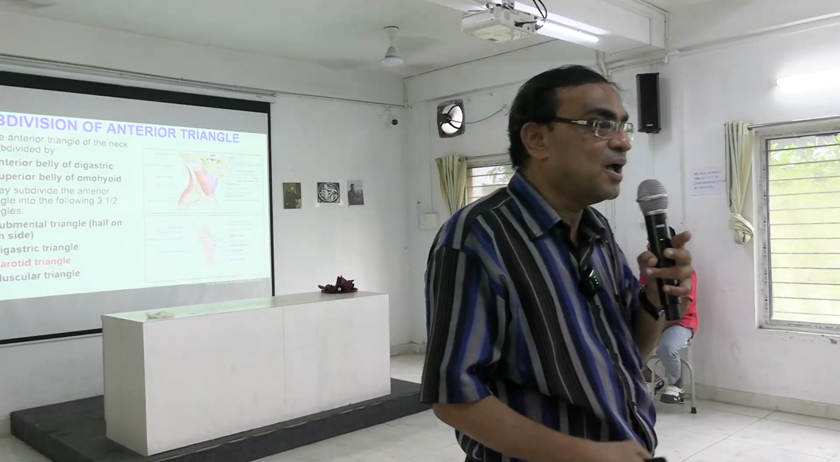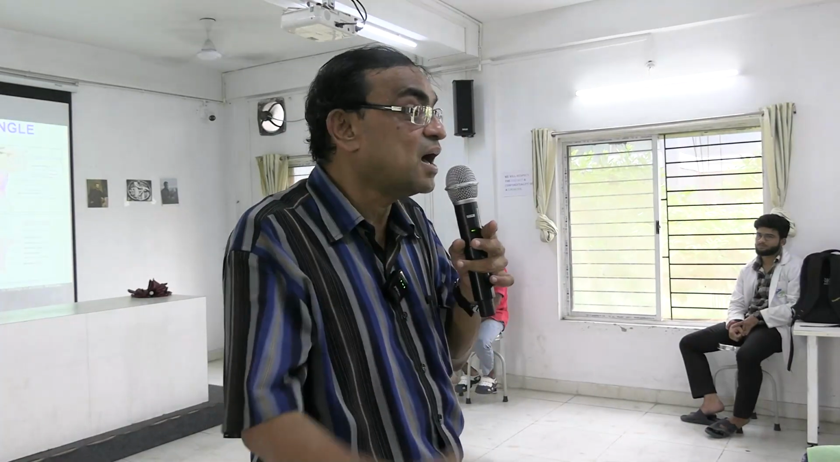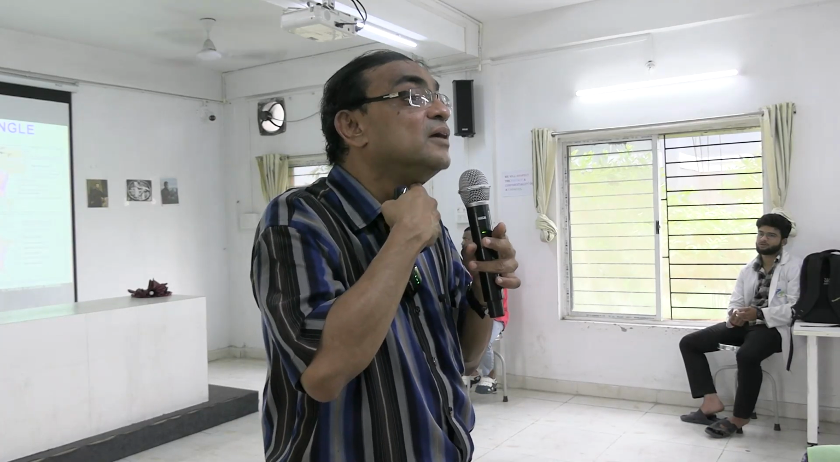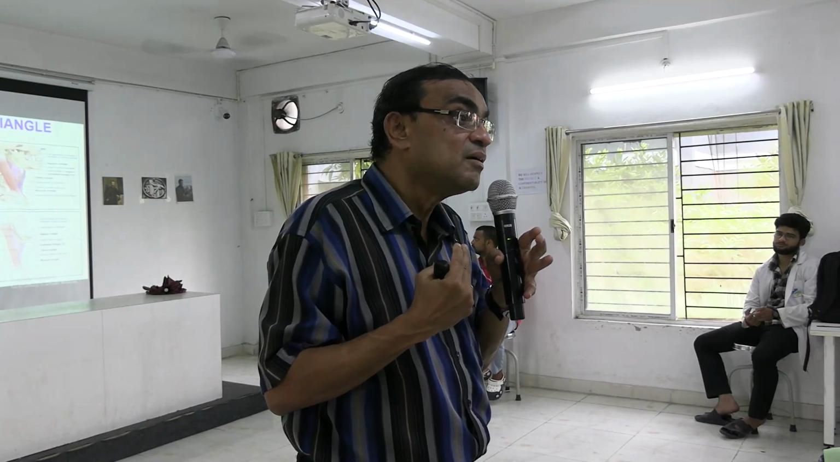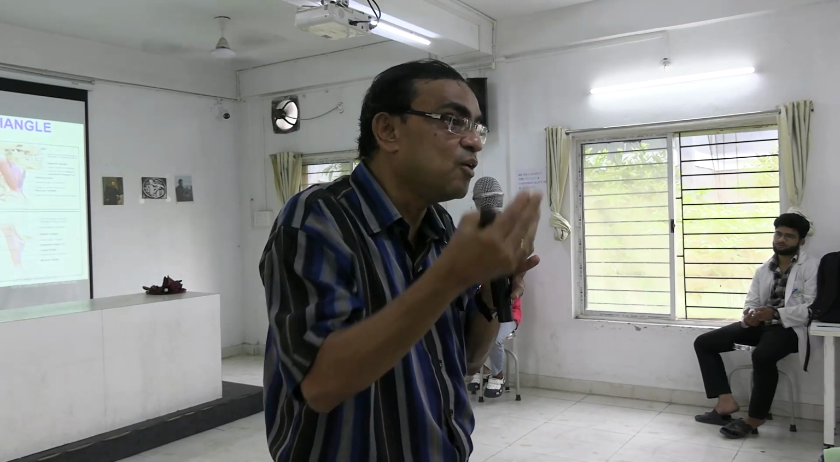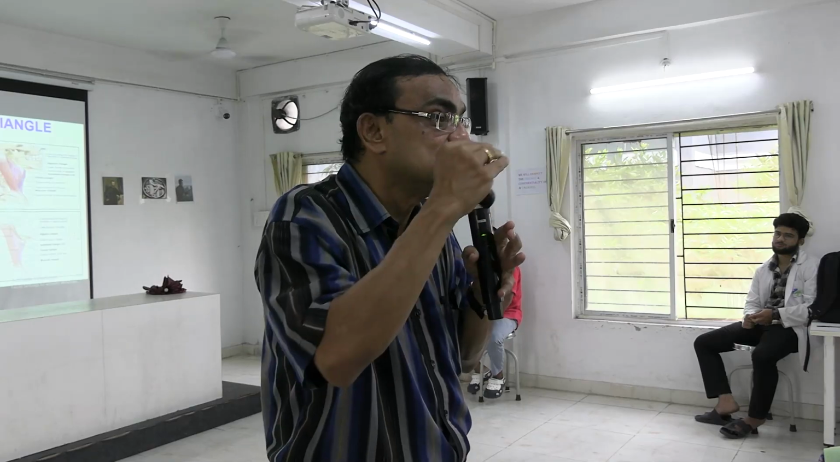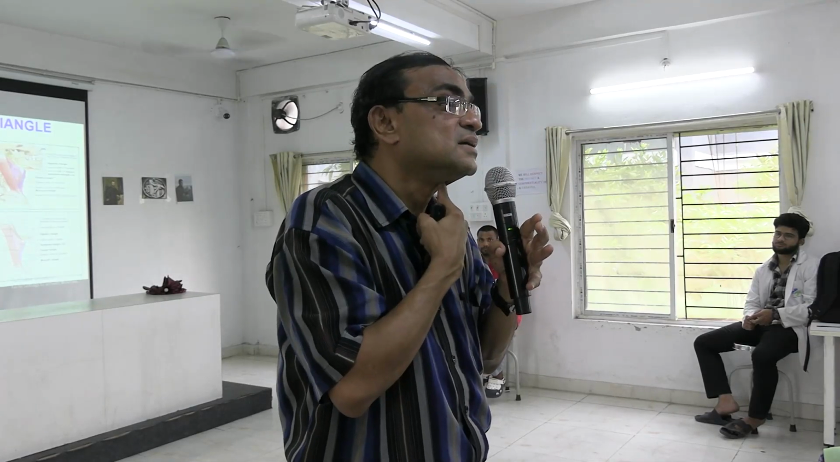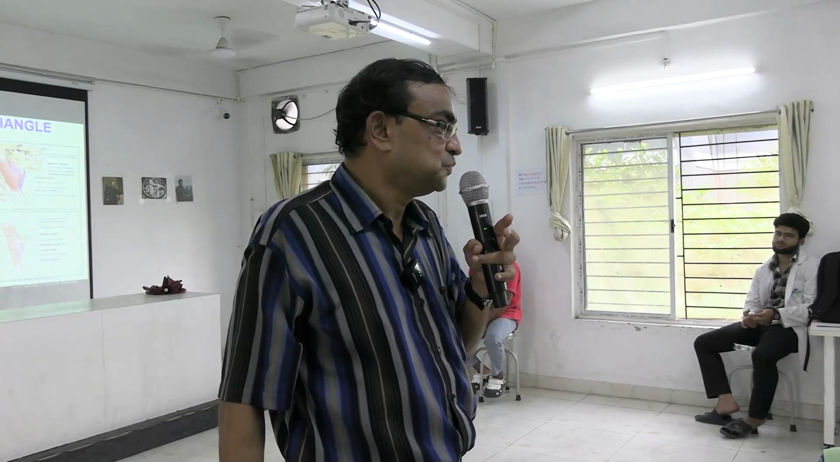Okay, mylohyoid, geniohyoid, and hyoglossus. Hyoglossus is from the hyoid to the glossus, which means tongue. So these are some muscles which are present above the hyoid. They are mylohyoid, geniohyoid, hyoglossus. These muscles are attached above the hyoid bone.